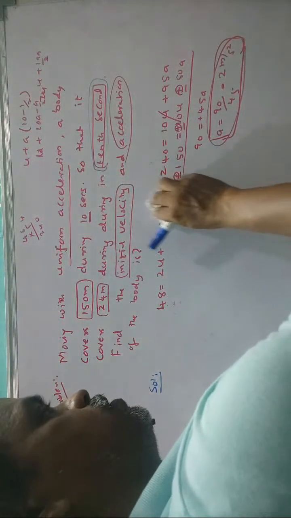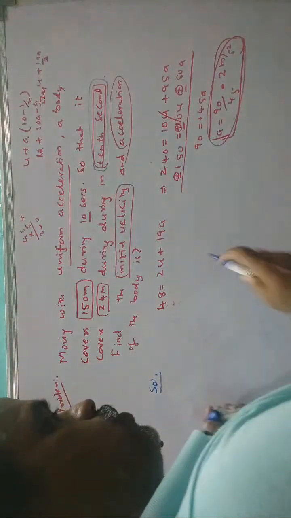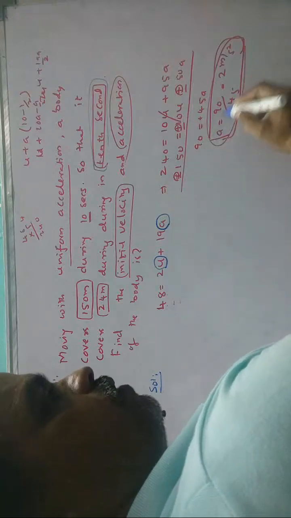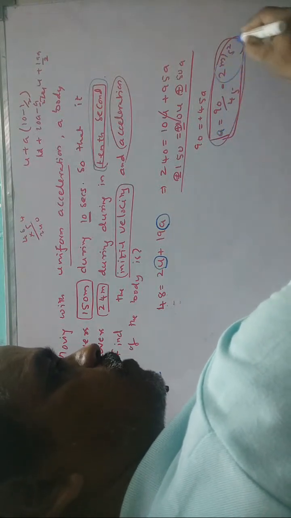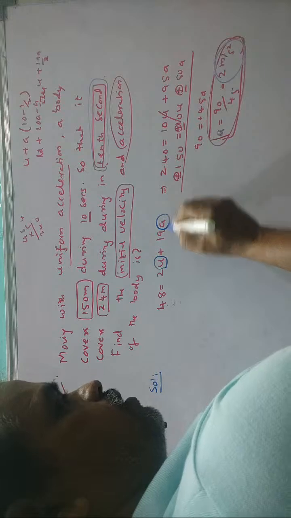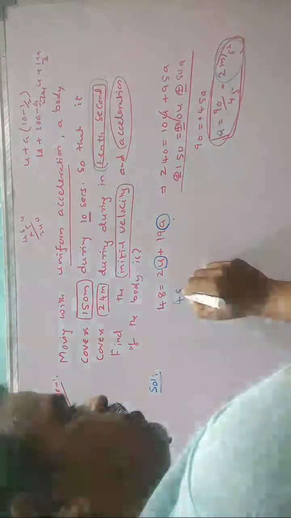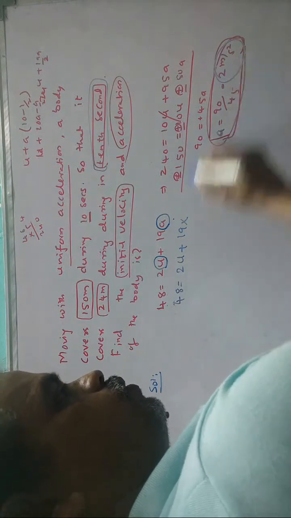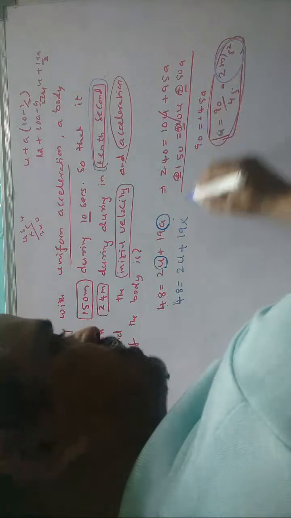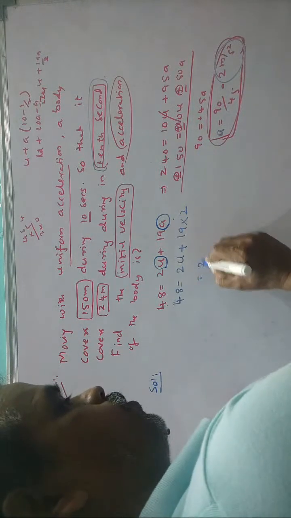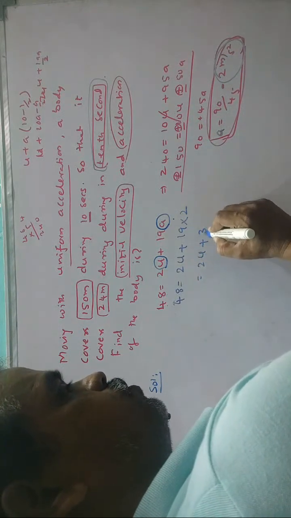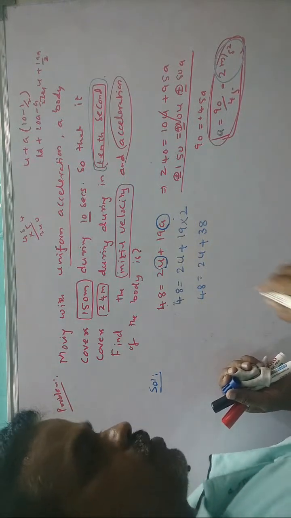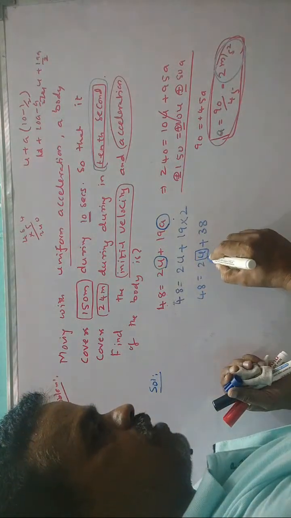See, this is the first equation. Here we have the two variables u and a. Already we got a equal to 2 meter per second square. So just substitute here, then find u. So 48 equal to 2u plus 19 into a, we got 2 meter per second square, 19 into 2. 2u plus 19 into 2, 38. This will become 48. So here we have to find u value.